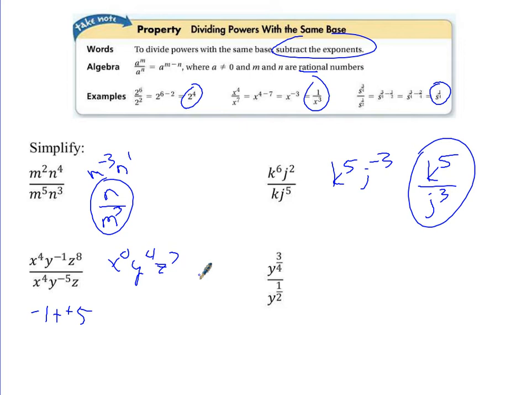Okay, is that simplified completely? What do you see that we can change? Yeah, x to the 0, which is 1. So this turns into 1. I don't have any negative exponents, so I just need to write y to the 4th, z to the 7th, and I'm done.